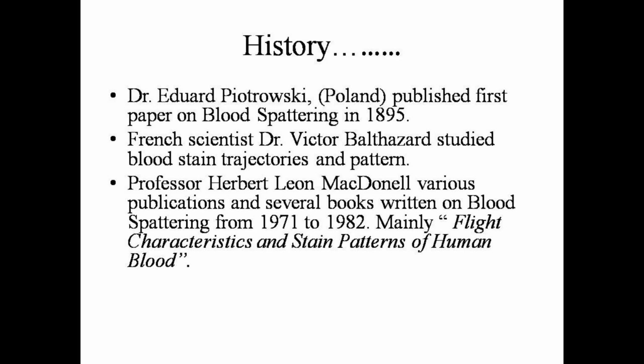Now the first paper on blood spattering was published in 1895 by Dr. Edward Piotrowski. Then another scientist, Dr. Victor Balthazar, worked on the same topic. Afterwards, from 1971 to 1982, Professor Herbert Leon MacDonell published three papers and several books on blood spattering. After which, in 1901, Karl Landsteiner found out about blood typing, and it has been a very successful and good method to identify the blood groups.